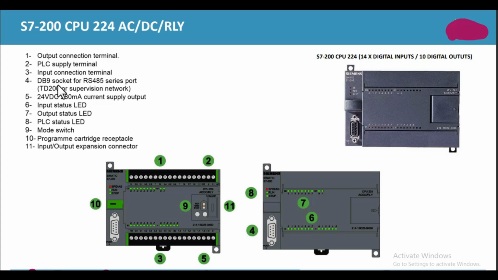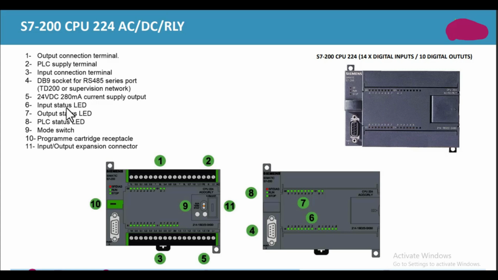Fourth one is the DB9 socket for the RS485 serial port. This is the DB9 socket with which we can connect an RS485 cable. And the fifth one is the 24 volt DC, 280 milliampere current supply output. These two terminals, L plus and M, are used for the output.